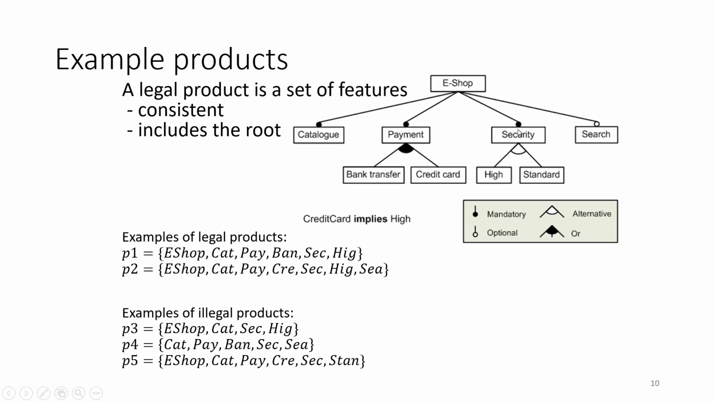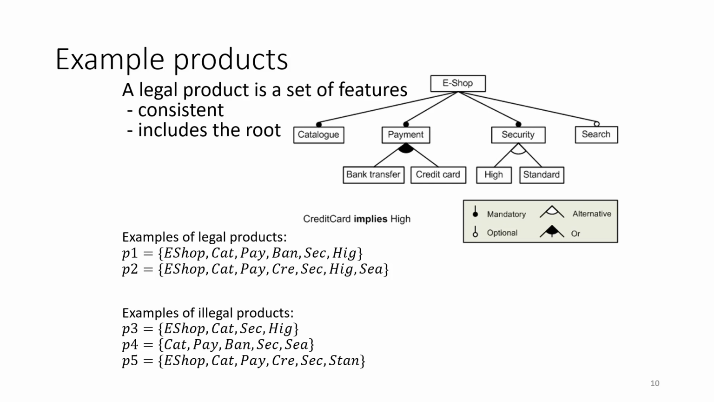So let's move over here. Security is also mandatory. Yeah, and we have to pick one of them. So here we pick the high security. Yep, that's fine. And search, we didn't pick because search is optional. So that's fine. So this first product is consistent with all the constraints in the feature model, and it does include the root. So let's look at the second one.